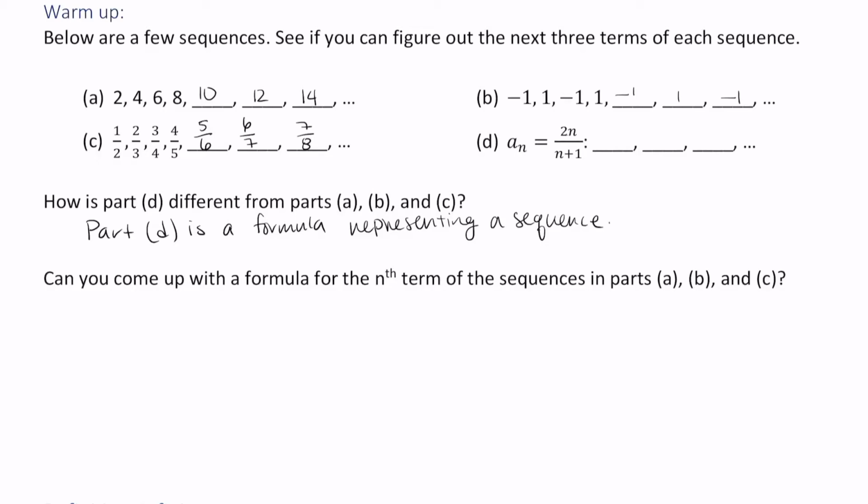So let's figure out the next 3 terms, which is actually the first 3 terms of part D. If we let n equal 1, we have 2 times 1 over 1 plus 1. And that's just going to give us 1. If we let n equal 2, we have 2 times 2 over 2 plus 1, which is just 4/3. Finally, if we let n equal 3, we have 2 times 3 over 3 plus 1, which is 6/4, and that reduces to 3/2.